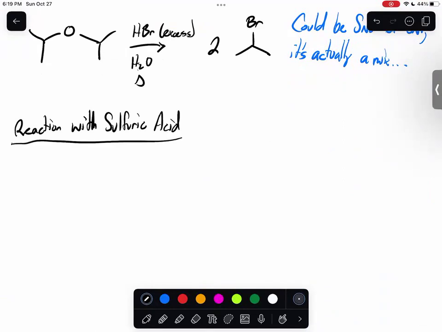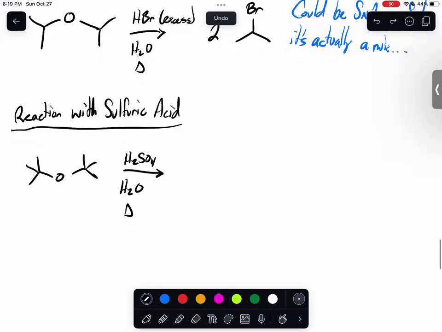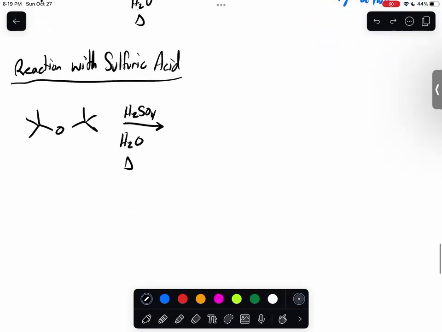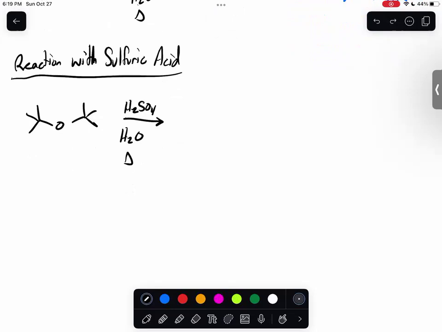So let's take that same tertiary ether that we had before, and this time let's add in H2SO4, H2O, and a bunch of heat. Right? And we don't even have to list equivalents here because it's going to give us something interesting. So what we'll see is that it's going to generate two tertiary alcohols. So how does this happen?